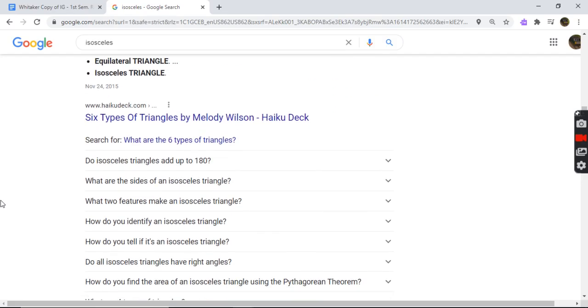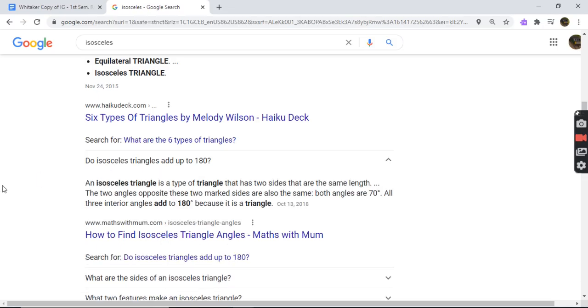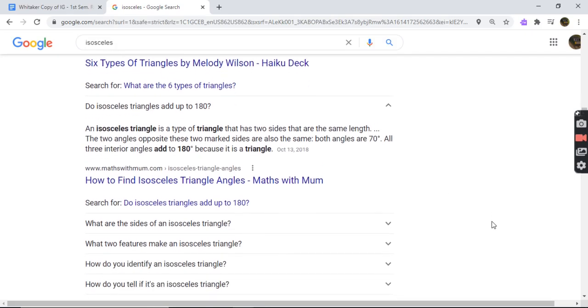That's okay. Do isosceles triangles add up to 180? An isosceles triangle is a type of triangle that has 2 sides of the same length. The 2 angles opposite these 2 marked sides are also the same. All 3 interior angles add to 180 degrees because it is a triangle. Yeah, they do add up to 180 degrees. So just letting you know, guys, your teacher probably taught you this.